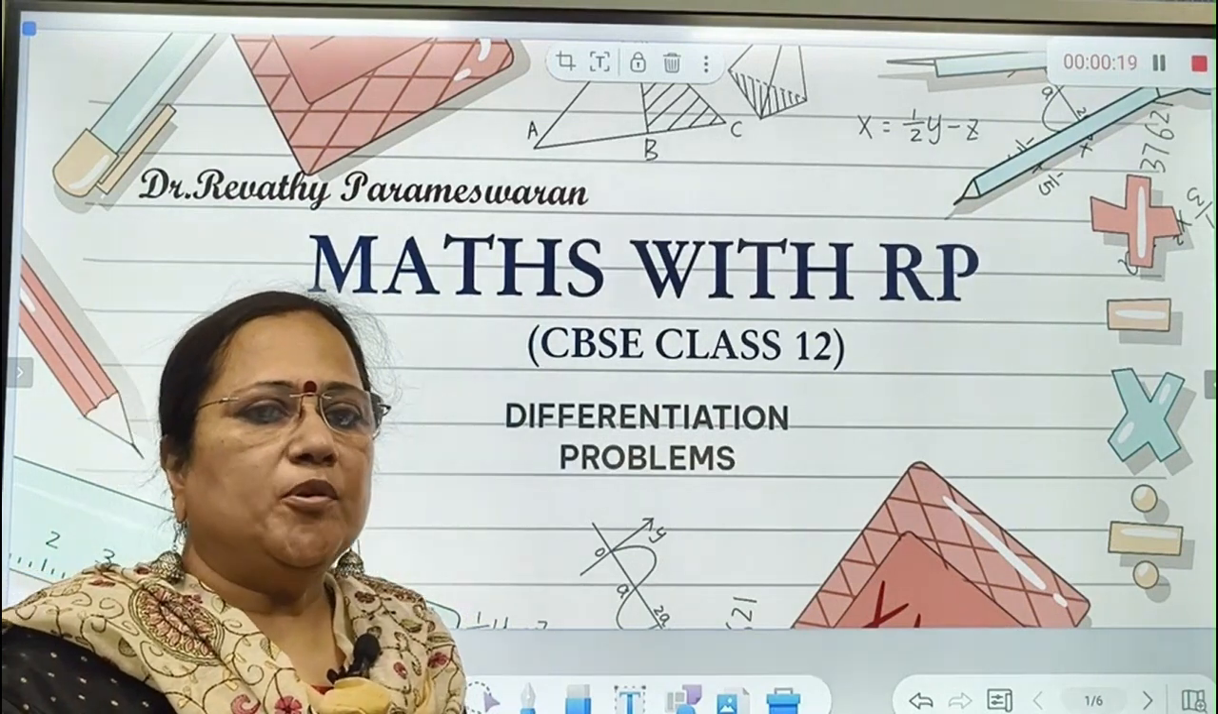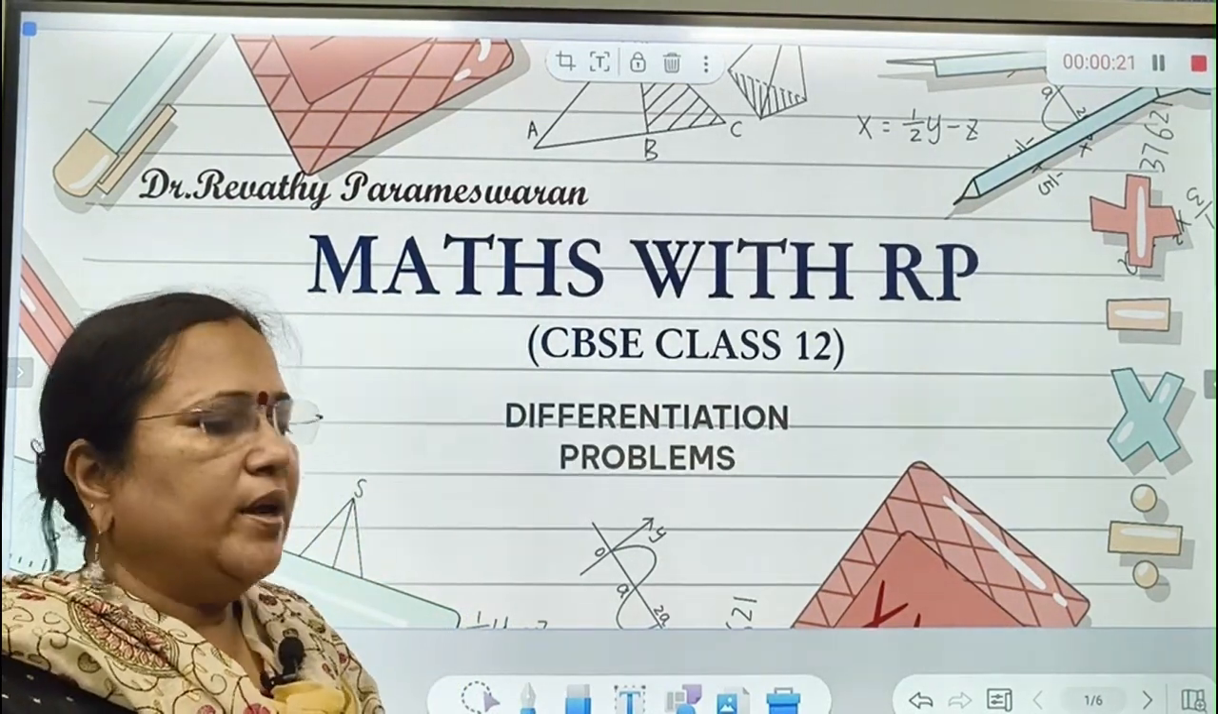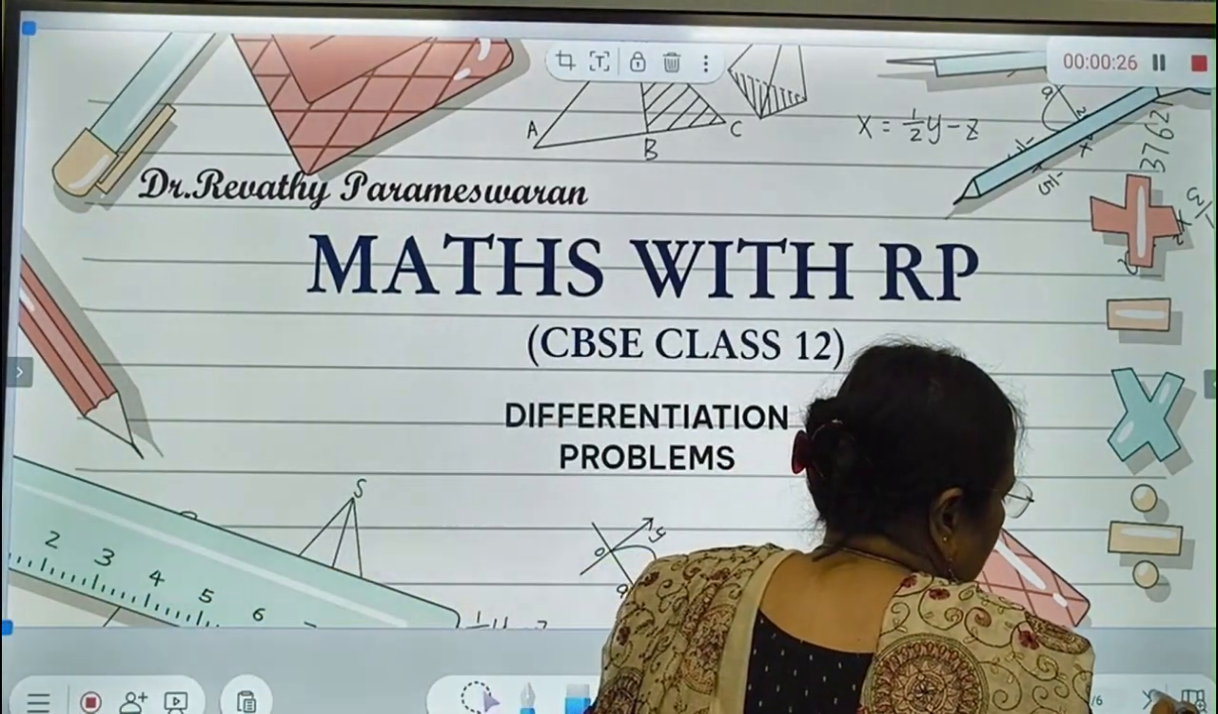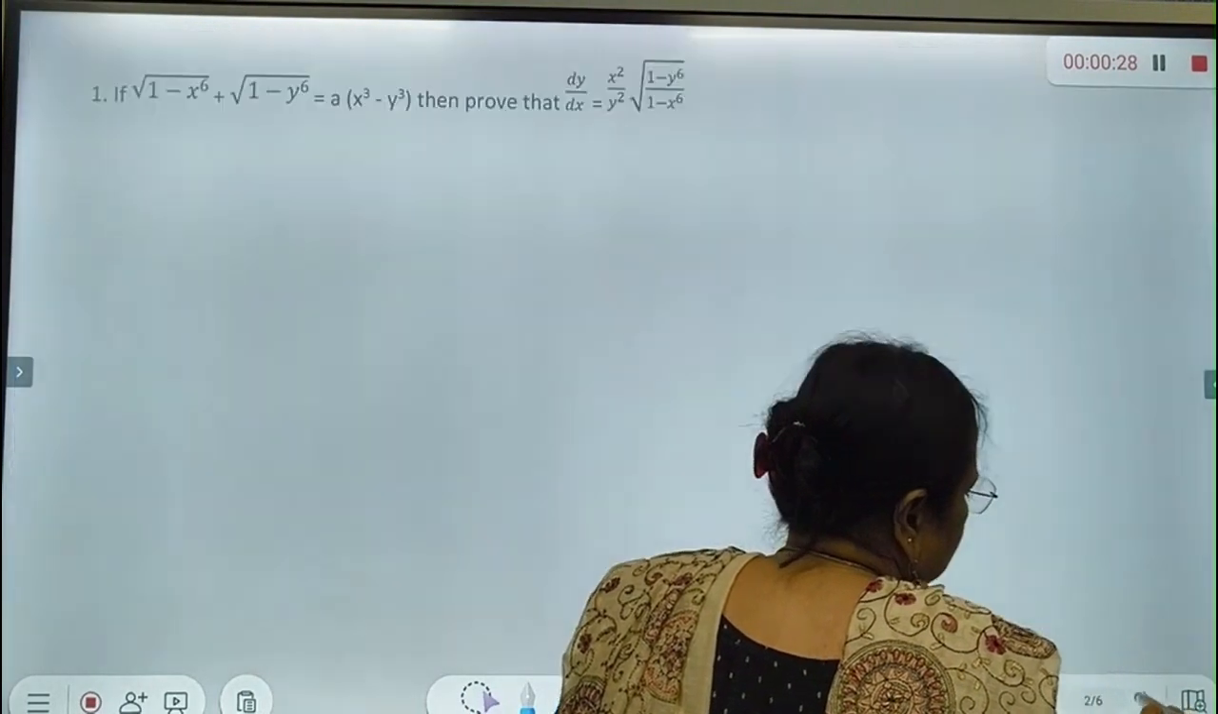We have been solving problems involving differentiation. Today we are going to solve more and more problems involving the concepts of differentiation.